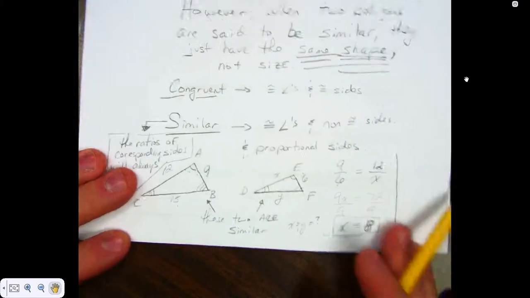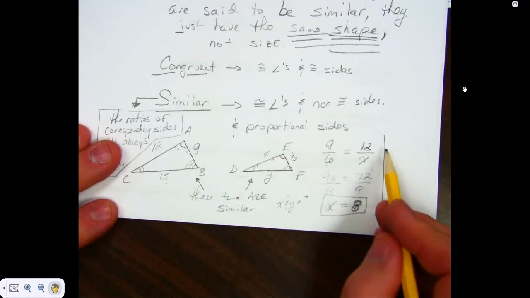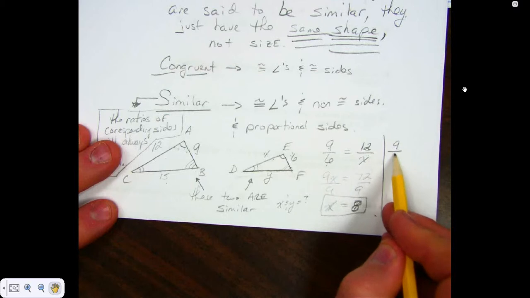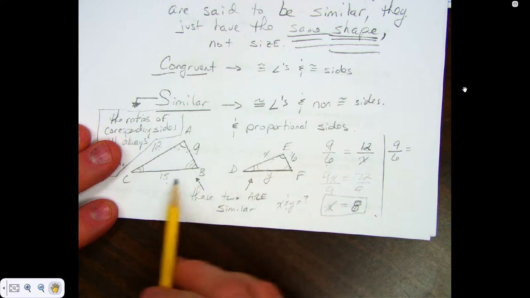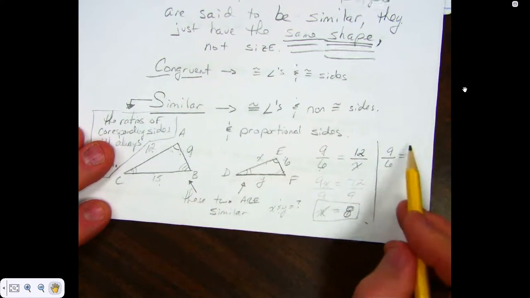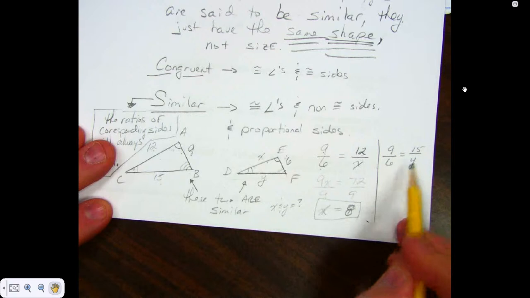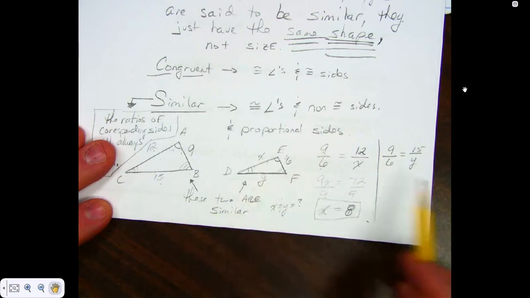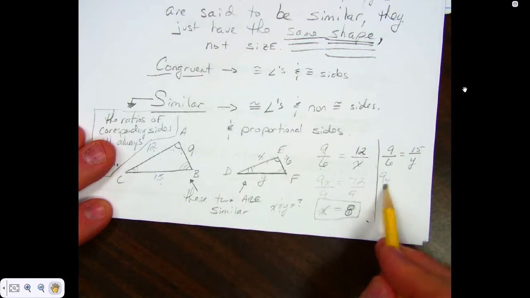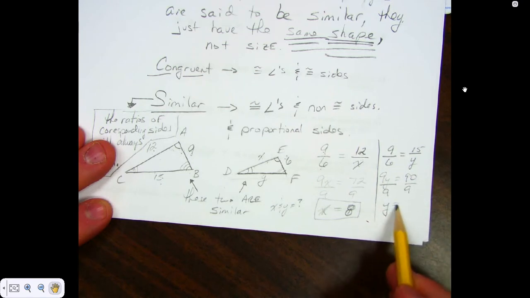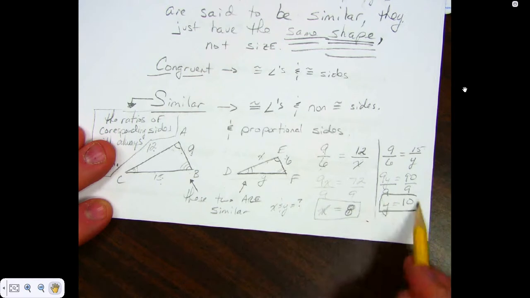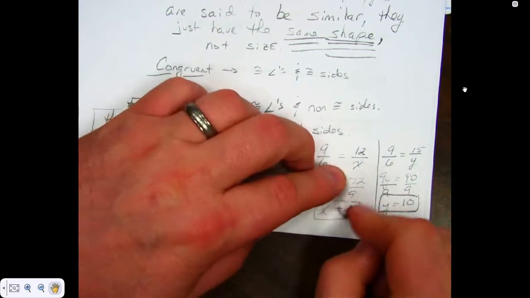Now, how am I going to find the other one? I have the ratio of the corresponding sides. It's 9 to 6. But instead of going 12 over x, I could do 15 over y, because this one corresponds to that one, right? Cross multiply, you get 9y is equal to 90. Divide both sides by 9. What did you get y equal to? That wasn't too bad, was it?